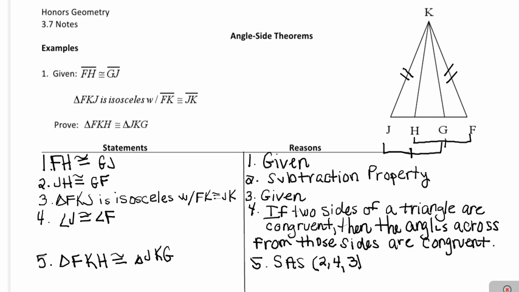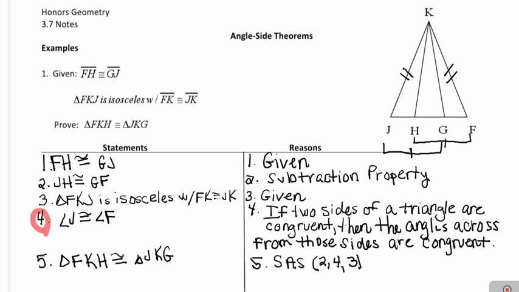Okay, so check your steps. This is a pretty straightforward proof. Really, the only new part is using the angle side theorem to get a pair of corresponding angles congruent in the two triangles. So if you look at step 4 here, this is the only new thing. We could prove angle J is congruent to angle F because if two sides of a triangle are congruent, then the angles across from those sides are congruent.